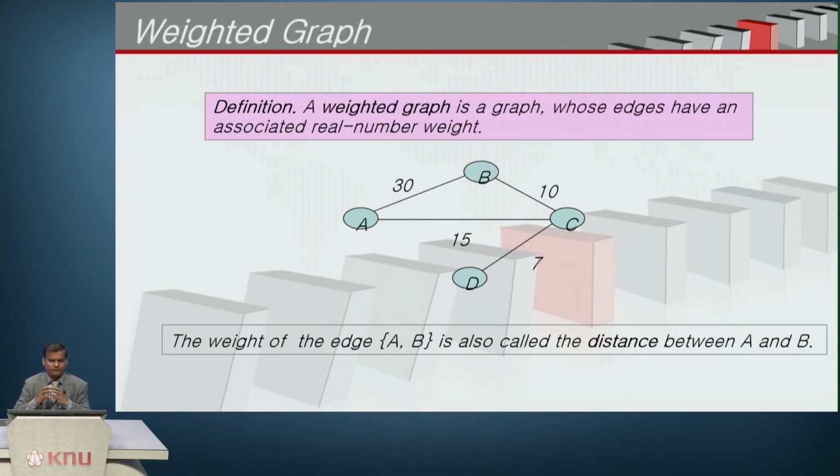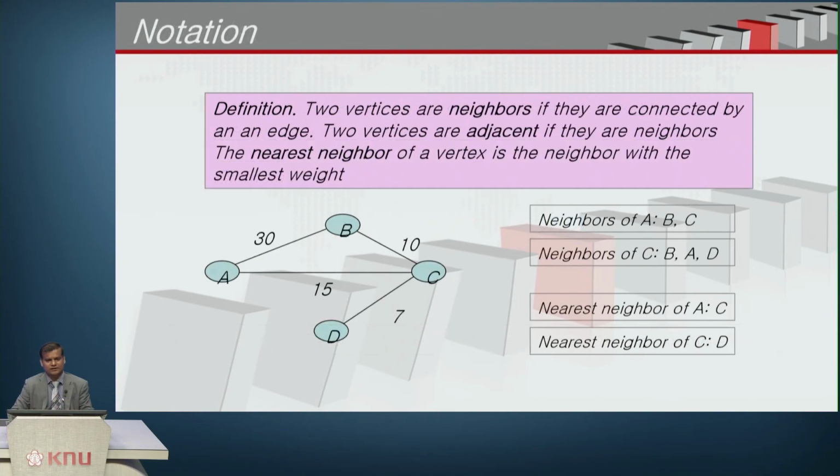So we consider the weighted graph. A weighted graph is a graph whose edges have an associated real number weight. For example, the edge between A and B has the weight 30, the edge between B and C has the weight 10, and the edge between A and C has the weight 15. The weight of the edge AB is called the distance between A and B. You can consider it as the distance.